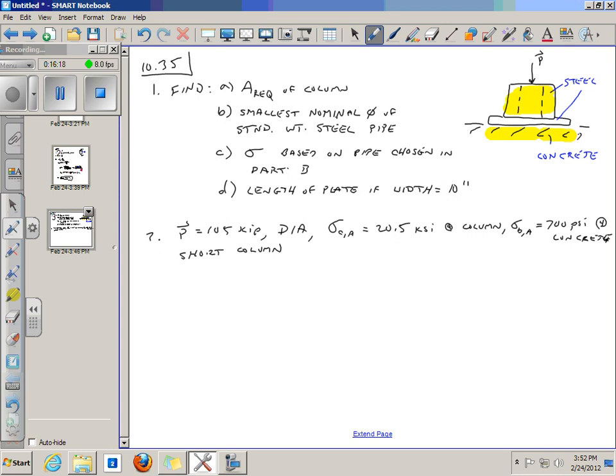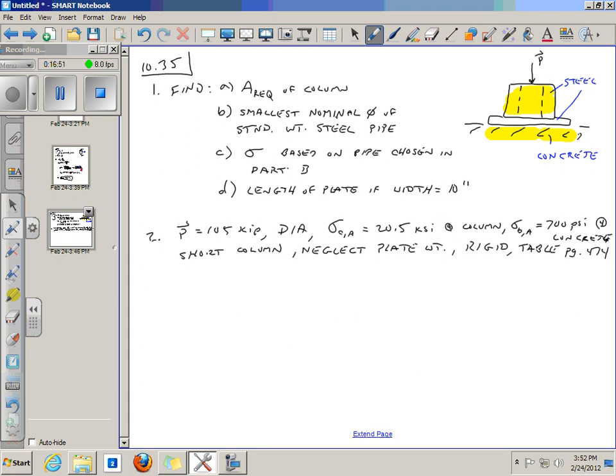So we use sigma compressive as P over A. Now, we're neglecting the weight of the plate. We're assuming everything's rigid. Okay, we're not going to get any deflection, deformation. Now, we're going to have to use a table in the back of the book to find some information about our materials. So the table on page 474.